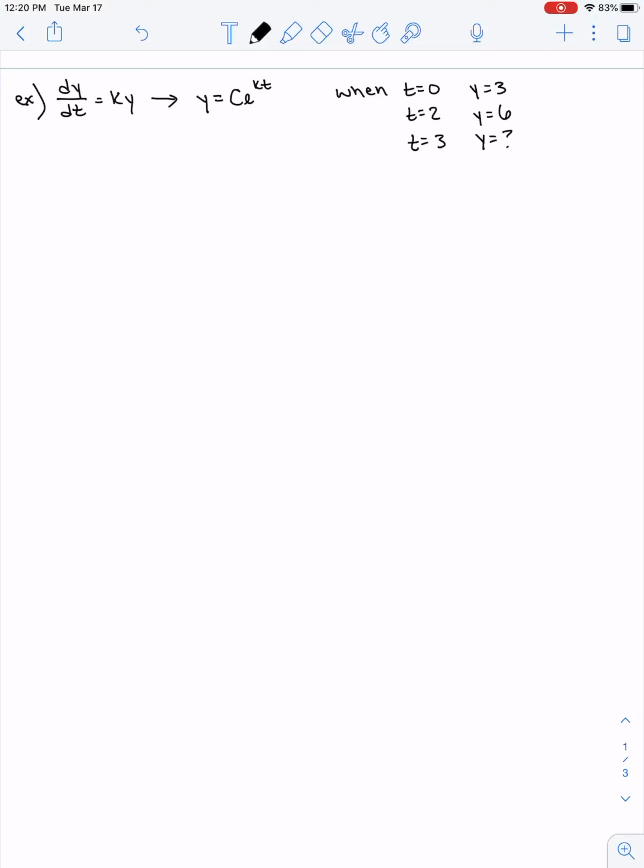So let's just think about this. The first thing that we know is if we look at this equation, we know that our big value for c is our initial y value. So when time is equal to 0, we know that this is what y is equal to, right? So that means that 3 is equal to c e to the k times 0. Well, that goes to 1, so we've just proved that 3 is equal to c.